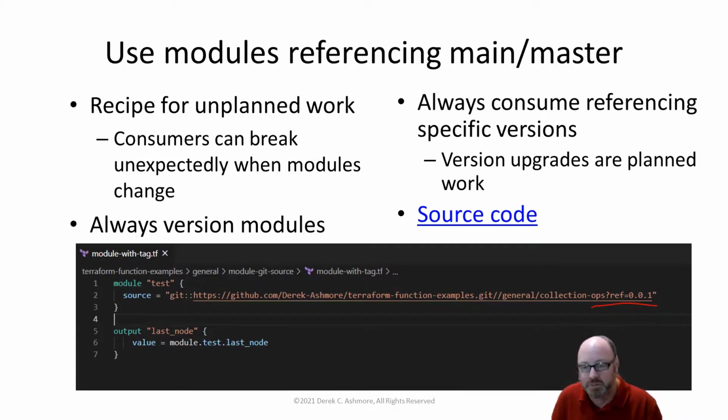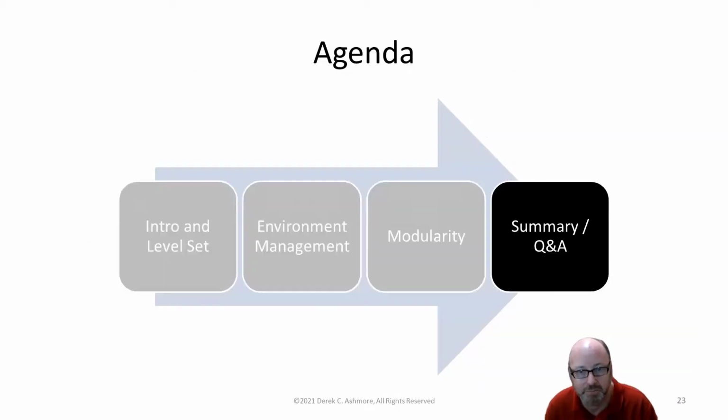When my team consumes modules, we always consume a specific version of it, either a tag, or in the case of registry, a specific version number. And we always version our modules that we publish. And what that means is if we need to consume a new version to get a new feature, we can go do that, but it's planned work. Somebody gets a story, somebody works on that. It's not unplanned work. All right.